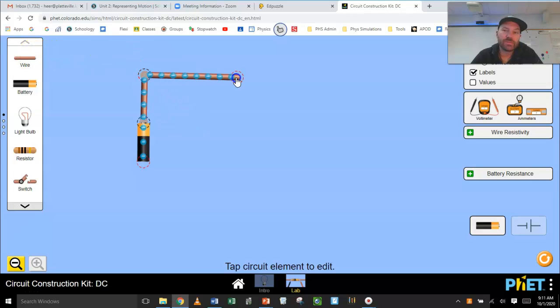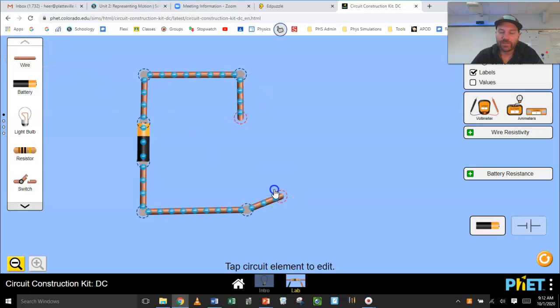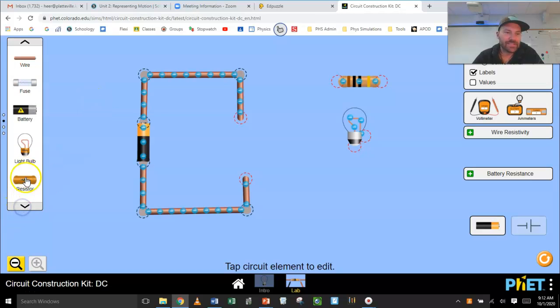Maybe you've been electrocuted before and you are the conductive pathway. The third thing that every single circuit needs is what we call a load. L-O-A-D, a load. And a load can be a resistor, a light bulb, or anything that dissipates current.